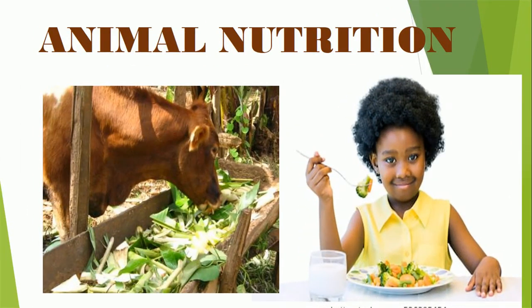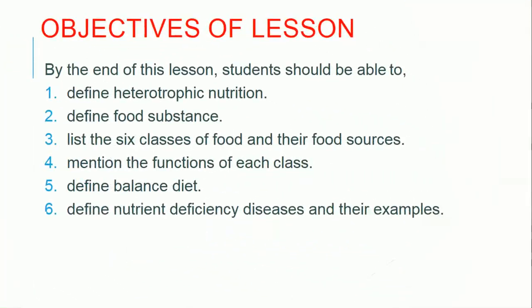Today we shall be looking at the topic animal nutrition. Objectives of lesson. By the end of this lesson, students should be able to: 1. Define heterotrophic nutrition. 2. Define food substance. 3. List the 6 classes of food and their food substances. 4. Mention the functions of each class. 5. Define balanced diet. And 6. Define nutrient deficiency diseases and their examples.